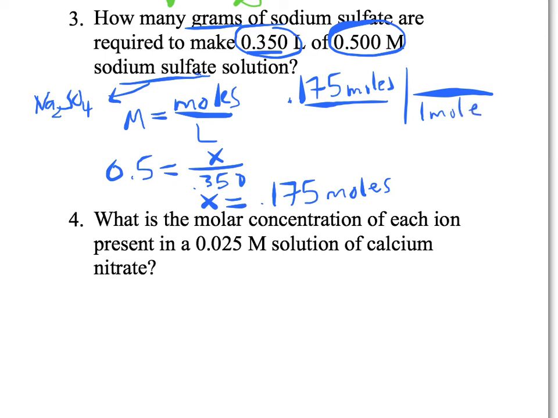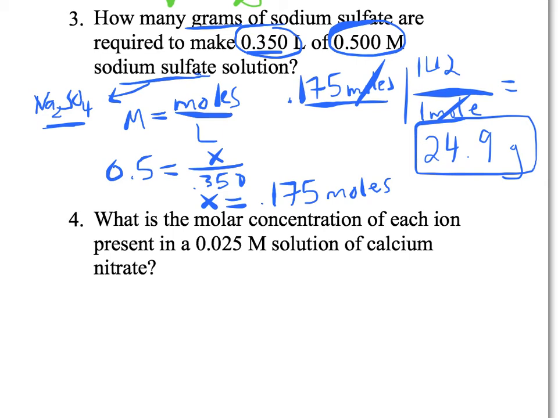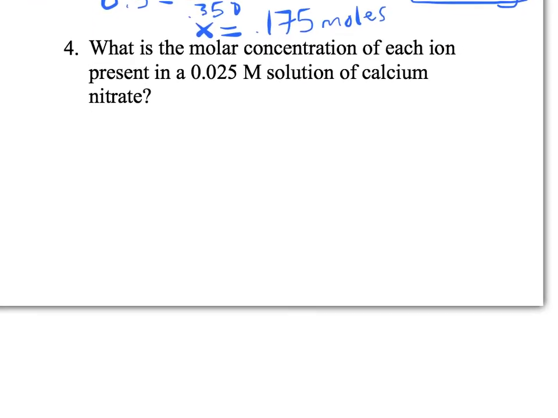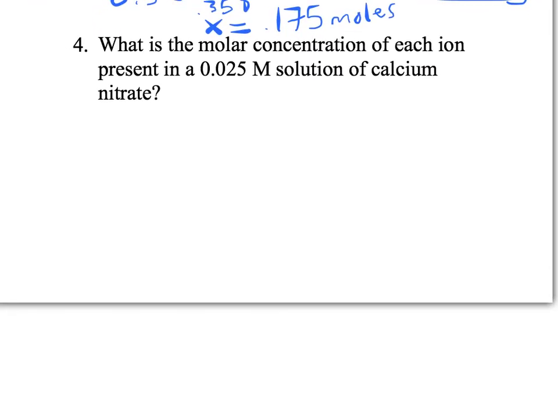1 mole, again, this is the same compound from before, so the molar mass is 142. Multiply those across, and we get a final answer of 24.9 grams, 3 sig figs. If you needed to make this concentration of solution and this much of it, it would take 24.9 grams. Last one, a little bit different, but the same concepts still apply.